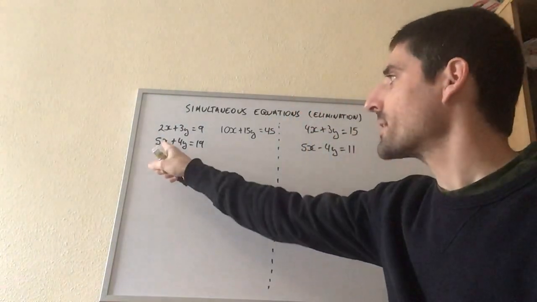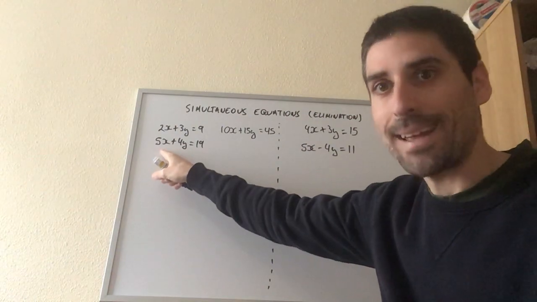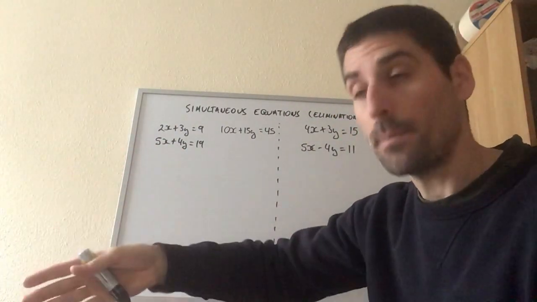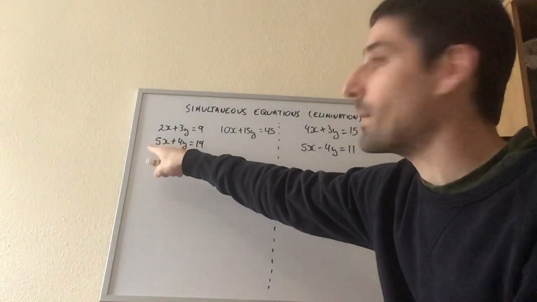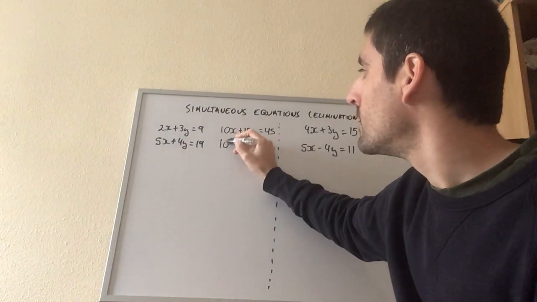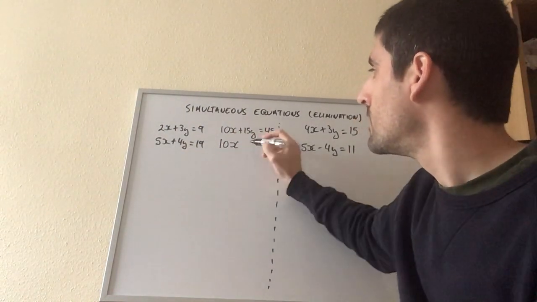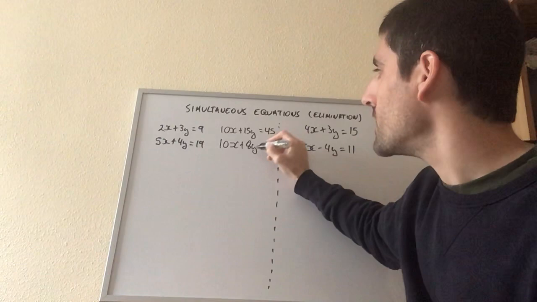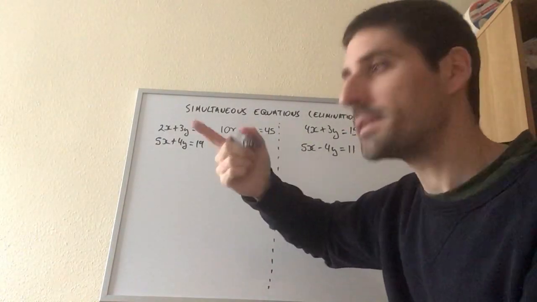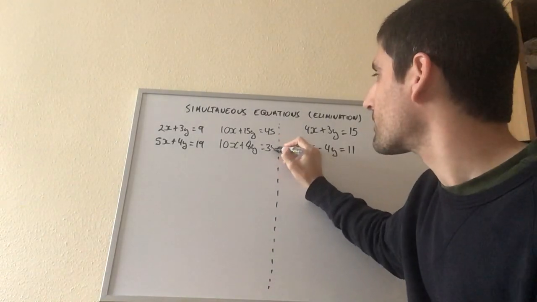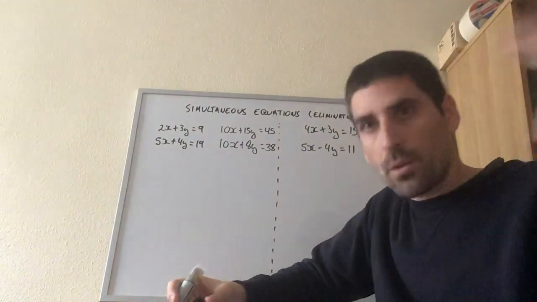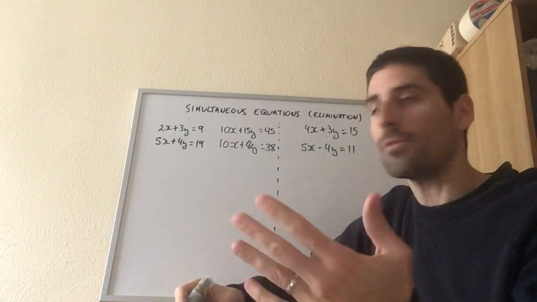Now, with the second equation, I also want to have 10x. How do I get from 5 to 10? I need to multiply by 2. So if I multiply the whole equation, remember, by 2, I get 10x plus 8y equals 19 times 2, 38. Alright, so now we're back to the equations that we knew how to solve before.